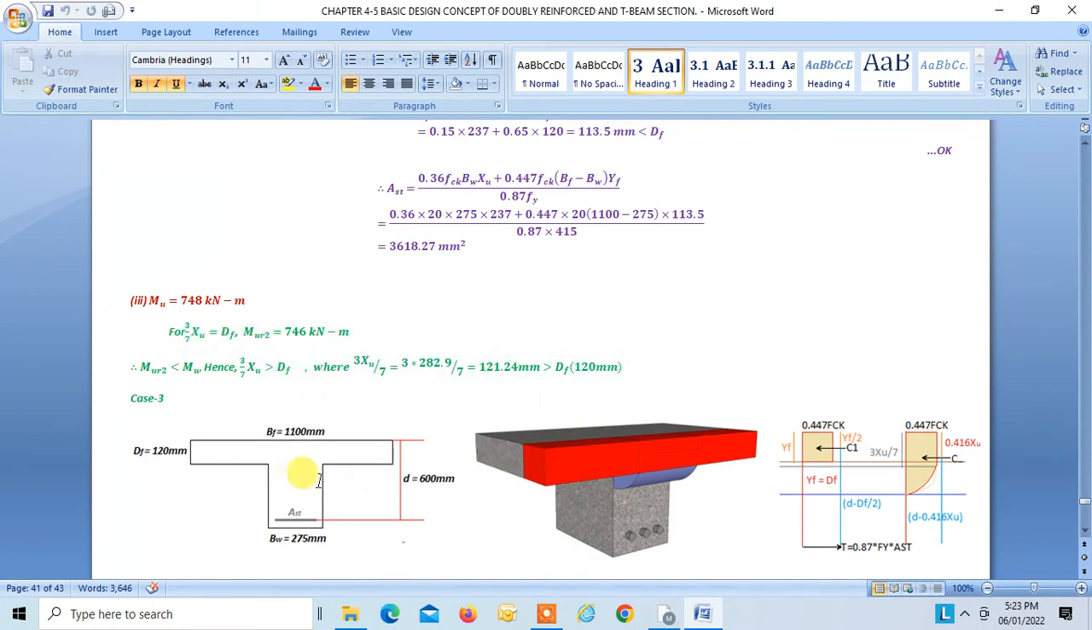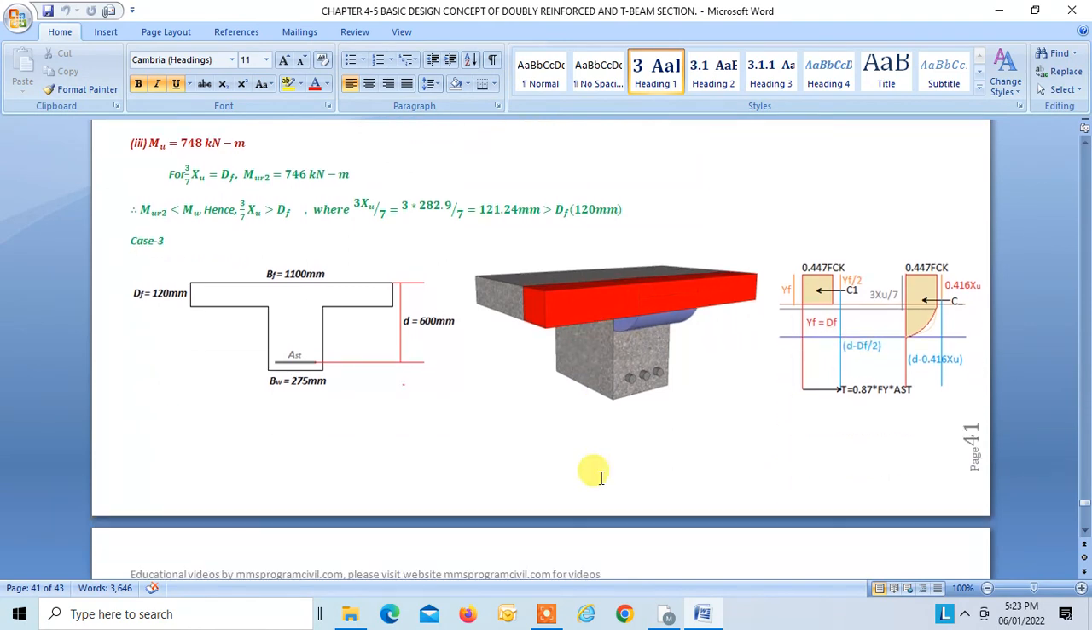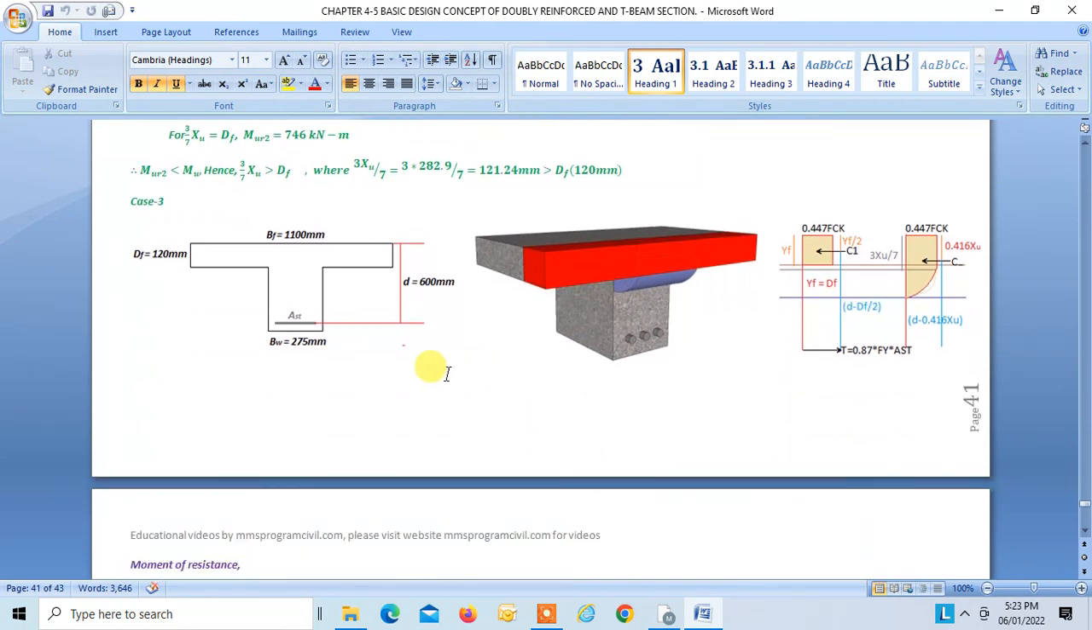That is, the strain point 0.002 falls in the web, okay? So instead of YF you will take DF, so your YF will become DF. That is why your lever arm will be D minus DF by 2, okay? So again same case, very simple, okay?